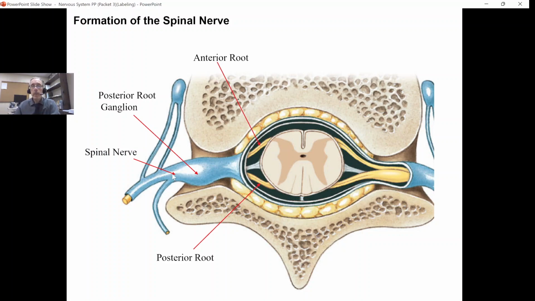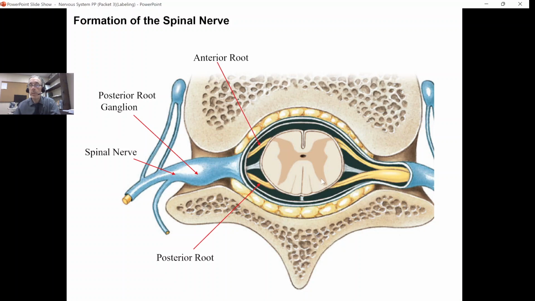Now, notice the posterior root has a swelling in it. So this is known as a ganglia. If you remember from our first lesson on the nervous system, a ganglia is a cluster of cell bodies in the peripheral nervous system. So inside this ganglia are cell bodies, but these are the cell bodies of the neurons that are bringing information into the spinal cord.